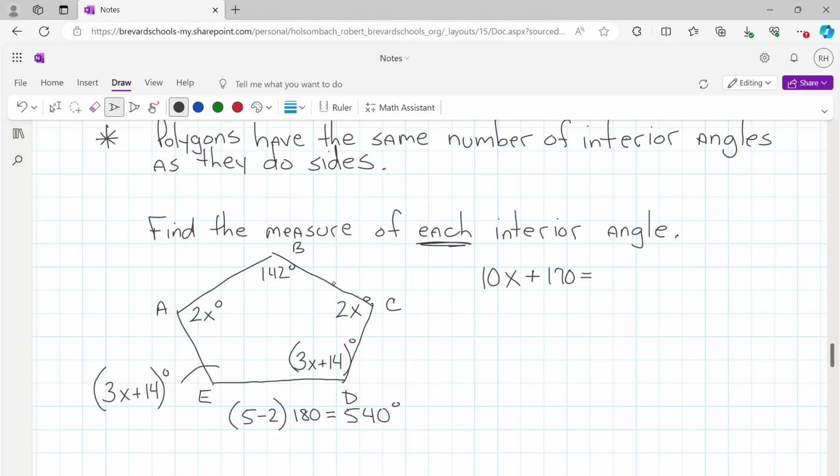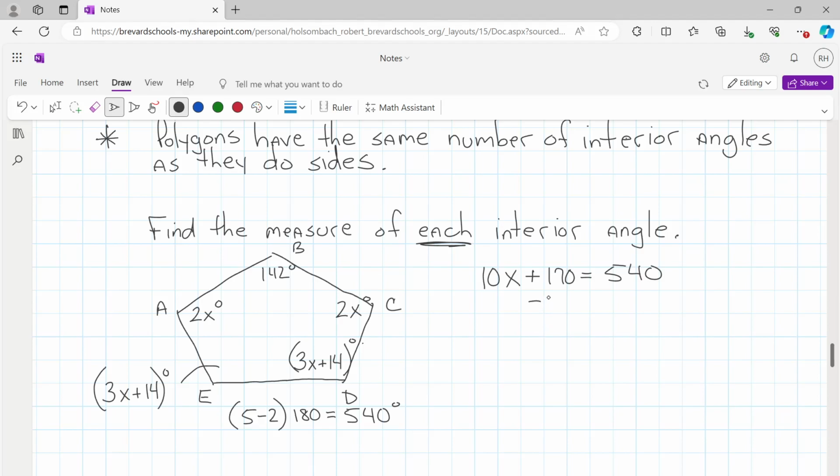This shape has 5 sides, so we have to use our interior angle sum formula to determine what to set this equation equal to. So we take 5 minus 2 times 180, that's 540. So this 10x plus 170 has to equal 540. Now we've got our equation set, we can solve for x.